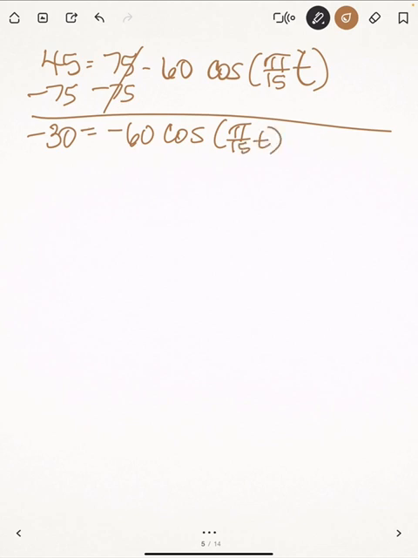Remember I said we can't have anything in front of the cosine. We can have something behind it as long as it's not being added or subtracted from it, but we cannot have anything in the front. So we're going to divide by negative 60 because that'll get rid of that.